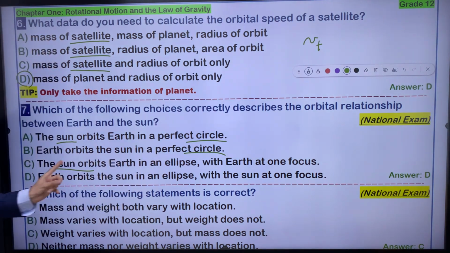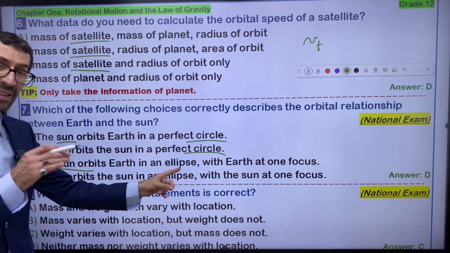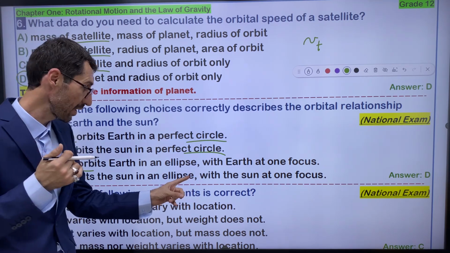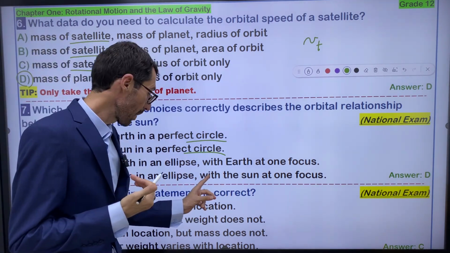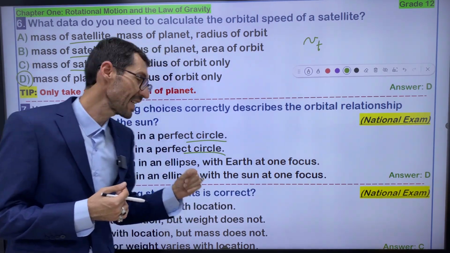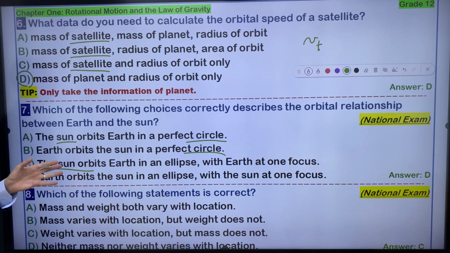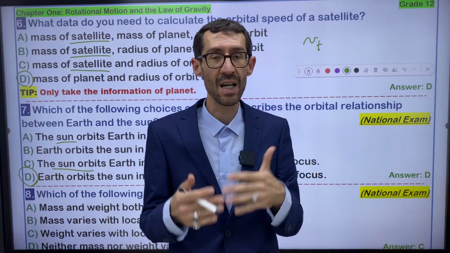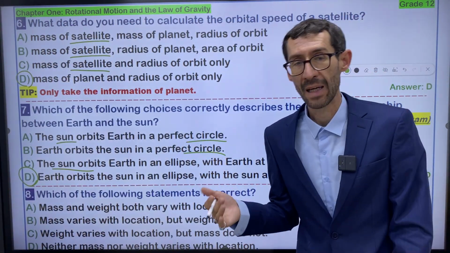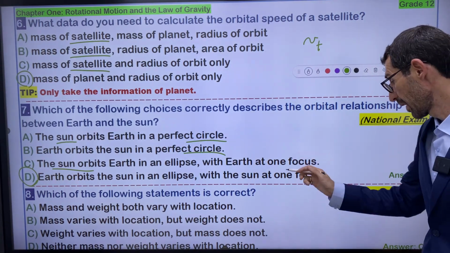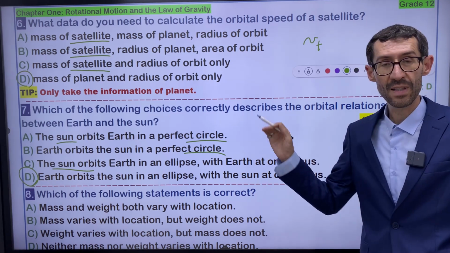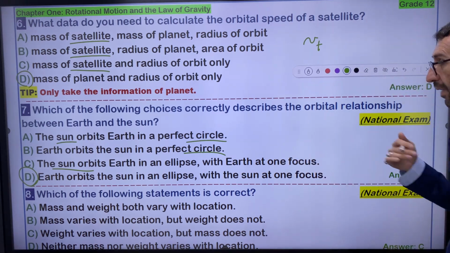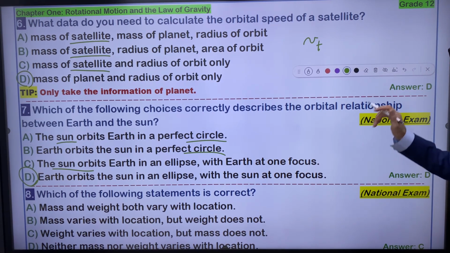Nice. Earth orbits the sun in an ellipse, in an egg shaped actually, with oval shape, with the sun at one focus. This is the law of Johannes Kepler. Johannes Kepler said this. That's why this one is true. Earth orbits the sun in an ellipse, and the sun is one of the focuses of the elliptical shape.